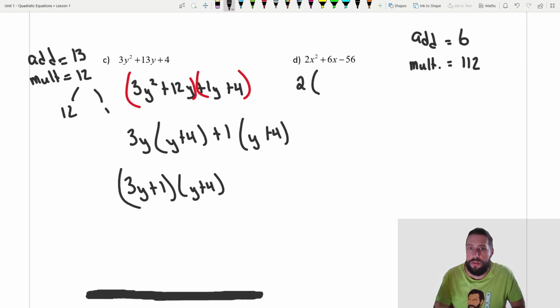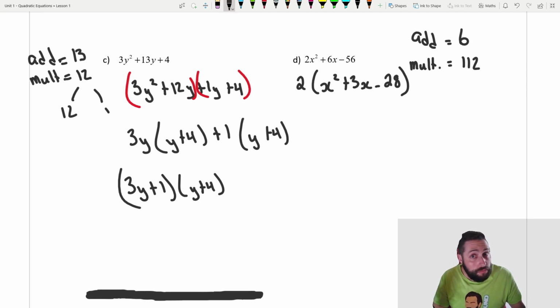They're all even numbers. X squared plus 3x minus, well, what's 56 divided by 2? 28? Well, now this is much easier. I know it's no longer a trinomial with your a value not being 1, but if you can factor it to simplify it and make it easier for yourself, please do so.